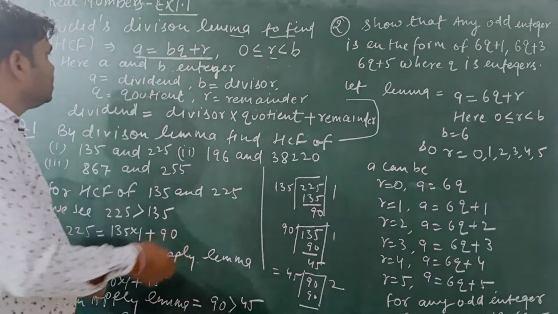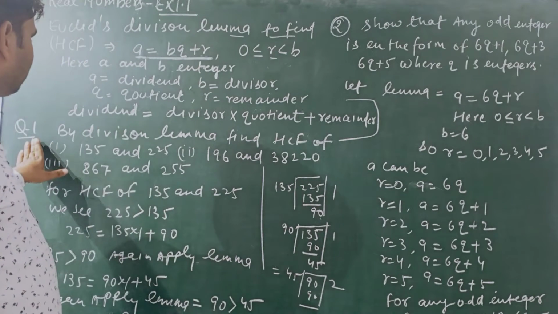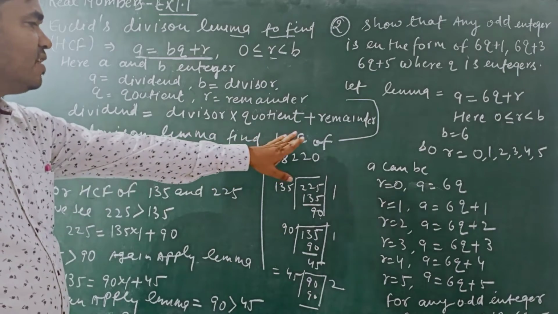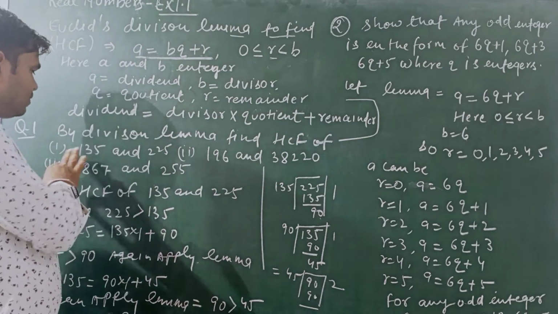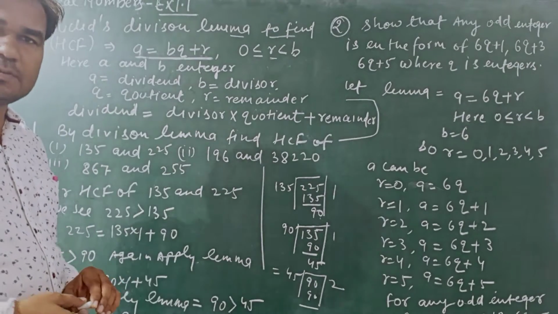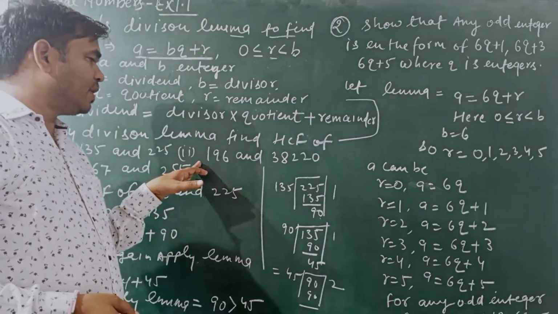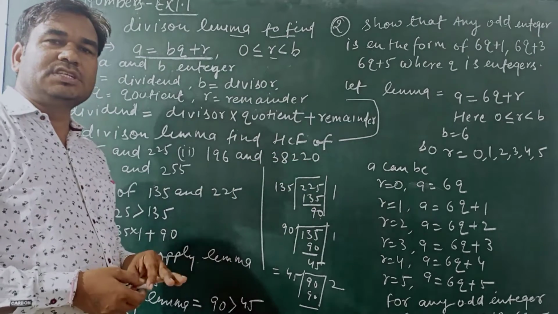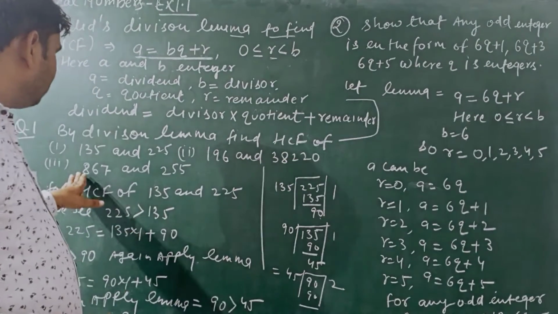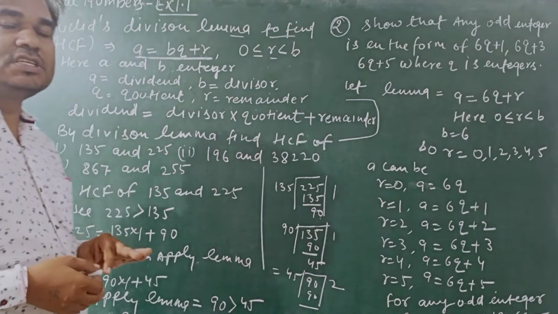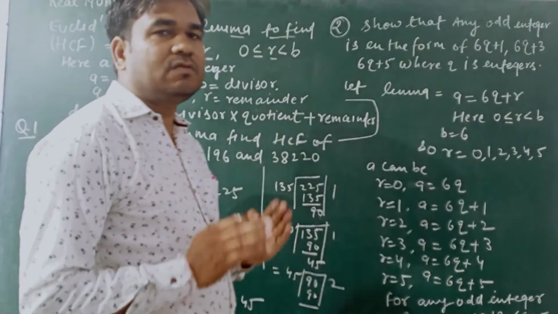Students, this is question number 1: by division lemma, find the HCF of 135 and 225. This is the first part. The second part is 196 and 38220. And the third is 867 and 255. This is the third part of question number 1.